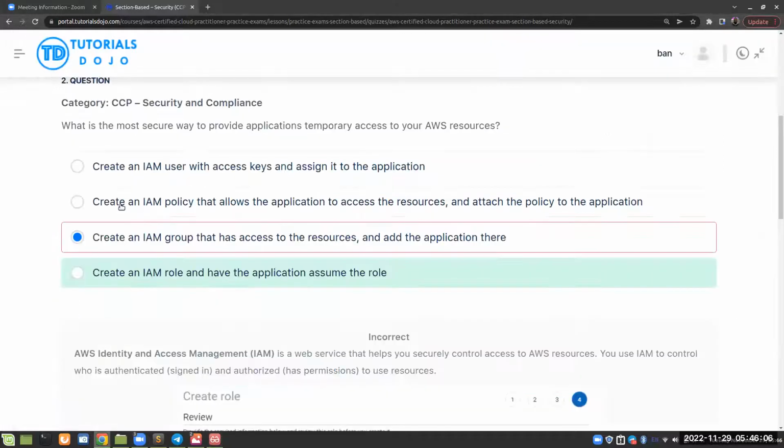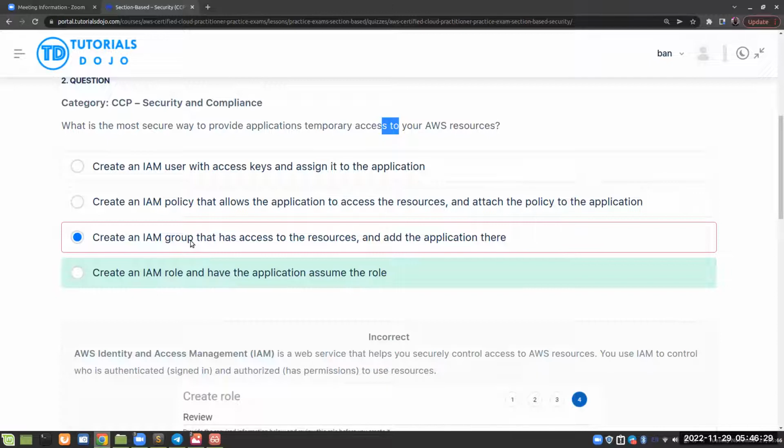So this is what this question is almost about. Applications, temporary access to your AWS resources. So each time you see temporary access in a question or in your studies, just start thinking of an IAM role. An IAM group is used mostly when you want to have many users.